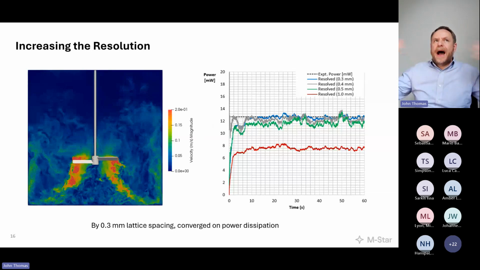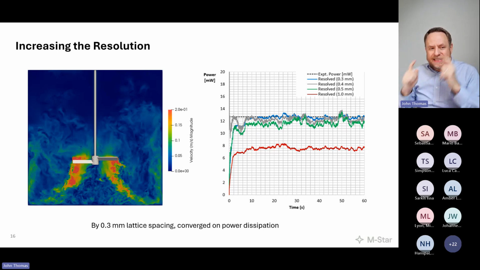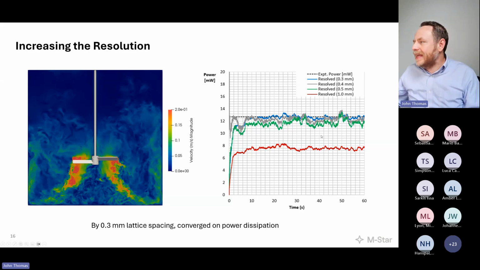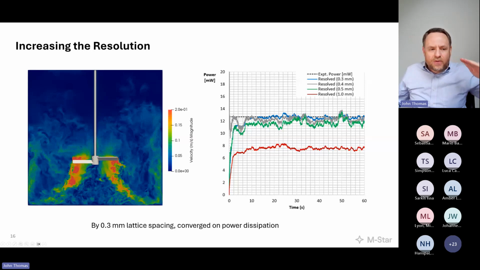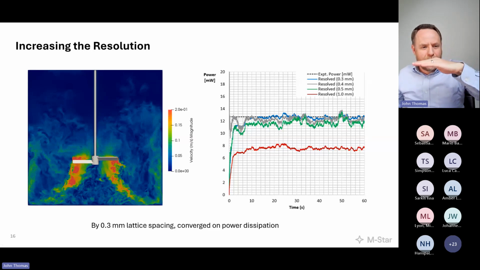The flow field is changing. The power number doesn't change as I change resolution when I'm in a fully converged regime, right? I'm not putting more power into the system as my resolution goes up. But what's happening here is I'm able to see more of that energy dissipation explicitly without the need for the LES. And when I get down to 0.3 millimeters, look at this. My total energy dissipation, shown here in blue, is riding right on top of my experimental and my shaft power.